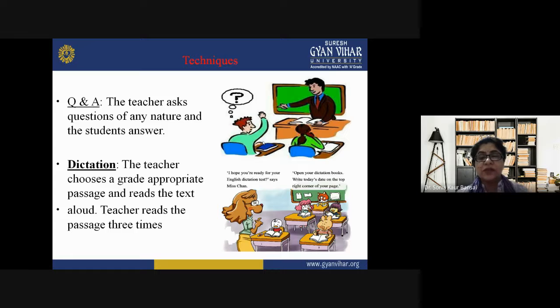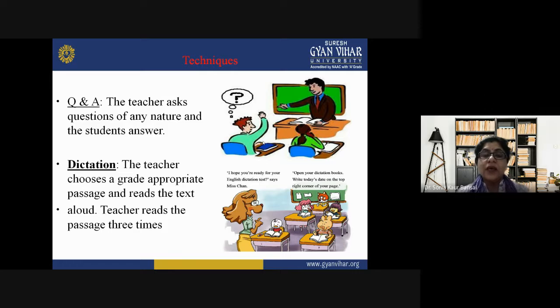You can see in my presentation that the teacher is saying, I hope you are ready for your English dictation test. Open your dictation books, write today's date on the top right corner of your page, and the students are following the same. So this is something that a teacher is required to do in the English classroom.